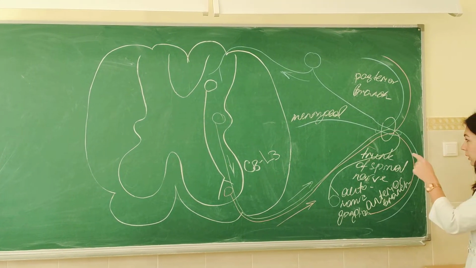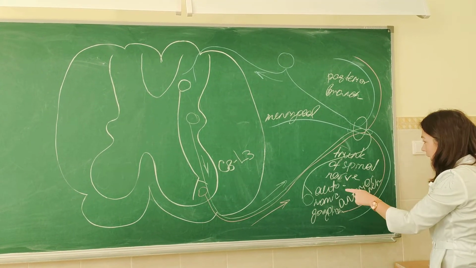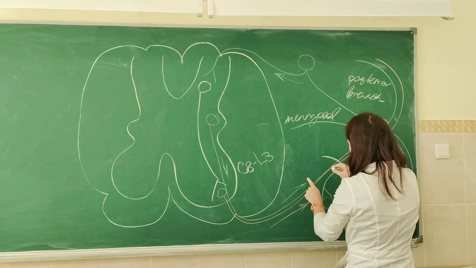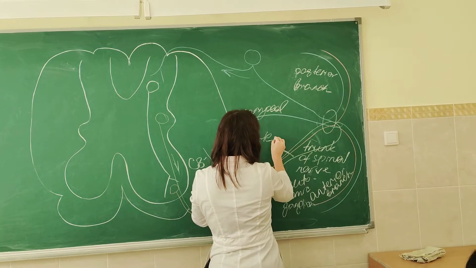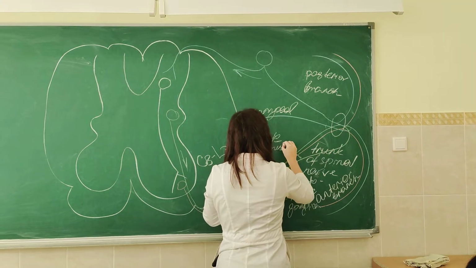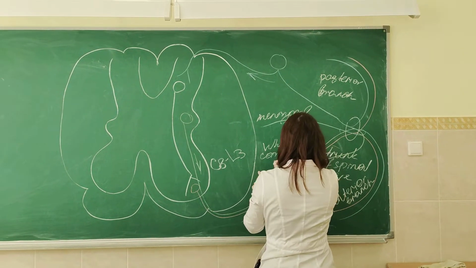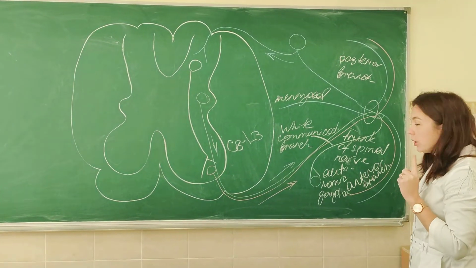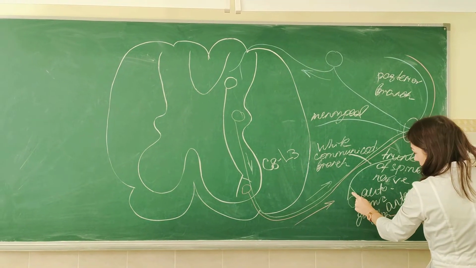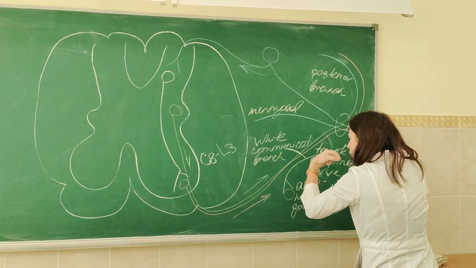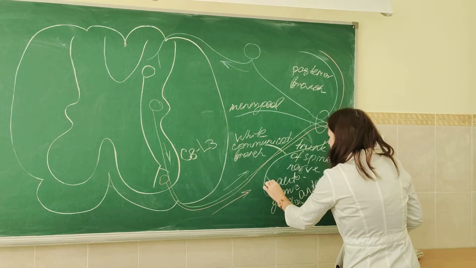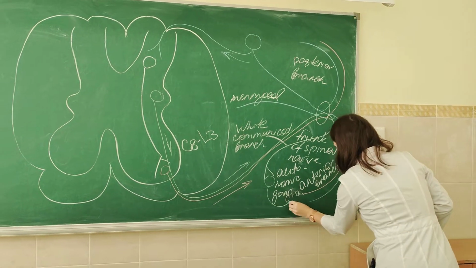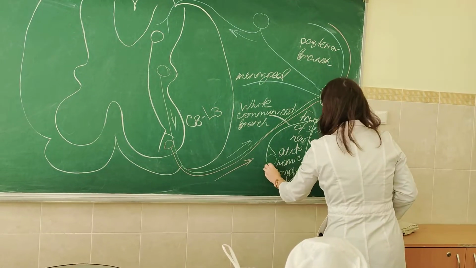And so these fibers come up to the ganglion. These fibers are known as the white communicating branch. So this one is the white communicating branch. Or we can also call these fibers preganglionic fibers because they are before the ganglia. And from the ganglion, postganglionic fibers start, and these postganglionic fibers join both the anterior and posterior branches.